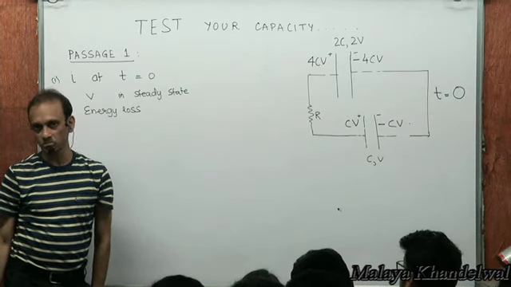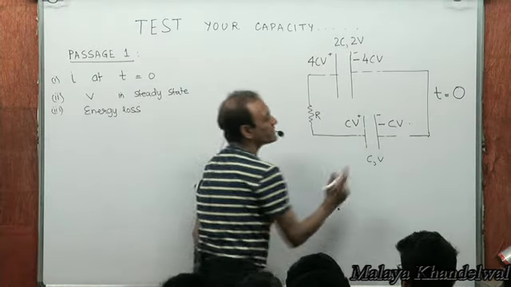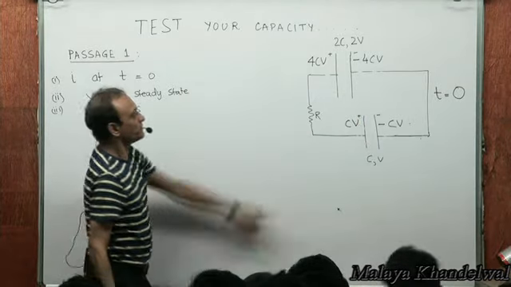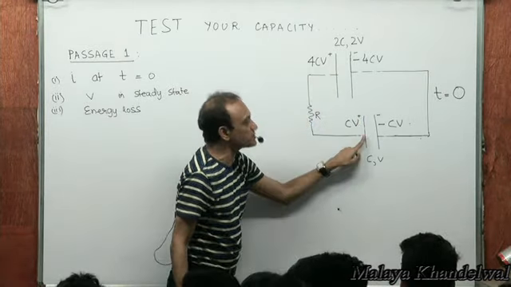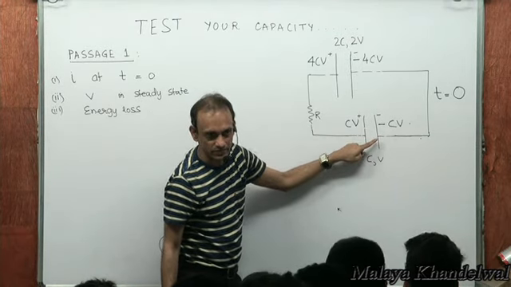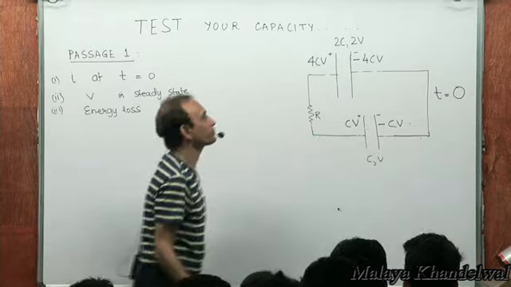Right? Now, once I activate this switch, that is at time t equal to 0, there would be charge exchange between this plate and this plate, and there would be charge exchange between this plate and this plate.